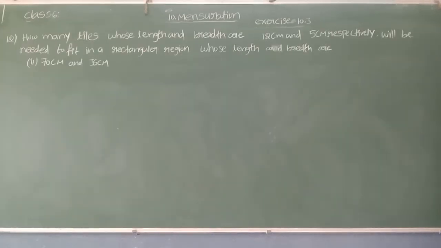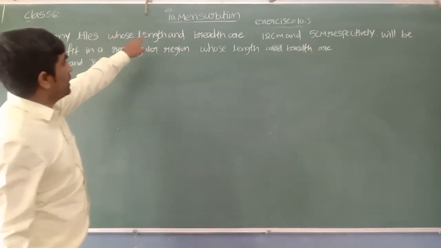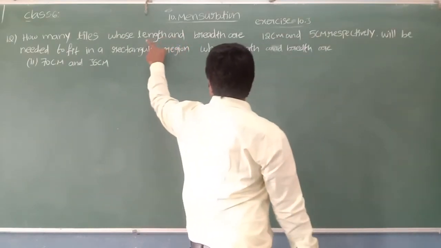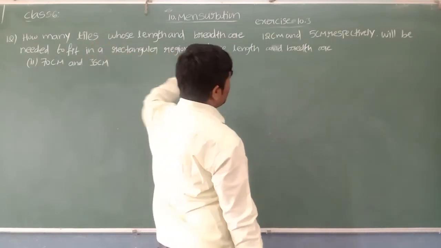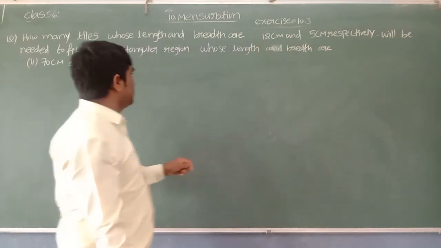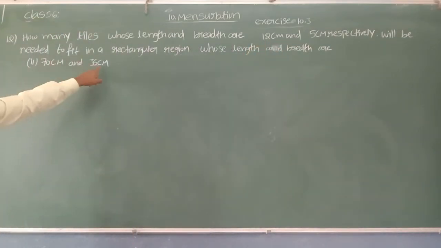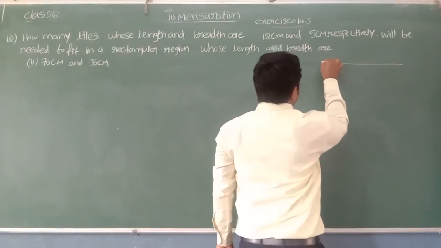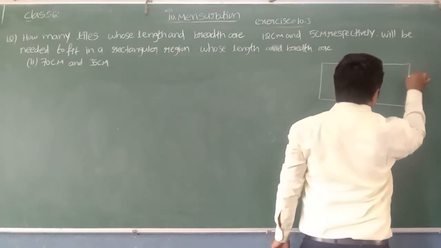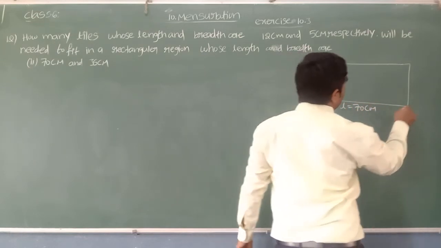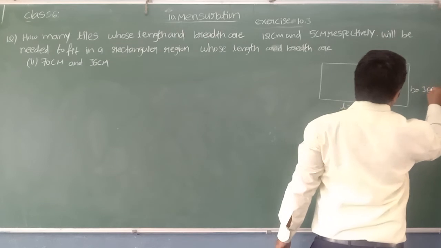Yes, you can see one more from exercise 10.3, the 12th one. How many tiles whose length and breadth are 12 centimeters and 5 centimeters will be needed to fit in a rectangular region whose length and breadth are 70 centimeters and 36 centimeters? So these are the length and breadth of each tile, and here they gave one rectangular region whose length is 70 centimeters and the breadth is 36 centimeters.